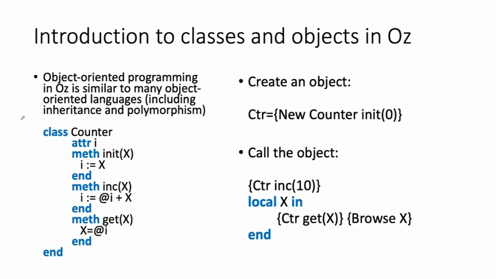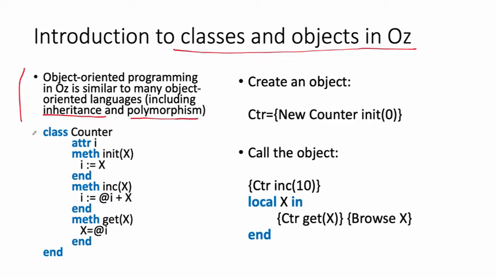So in order to show you active objects, let me give you first a very quick introduction to objects in Oz, classes and objects. It's very similar to objects in other object-oriented languages. It has inheritance, polymorphism. You can look at chapter 7 in the book. We're not going to talk about all the possibilities of object-oriented programming in this course.